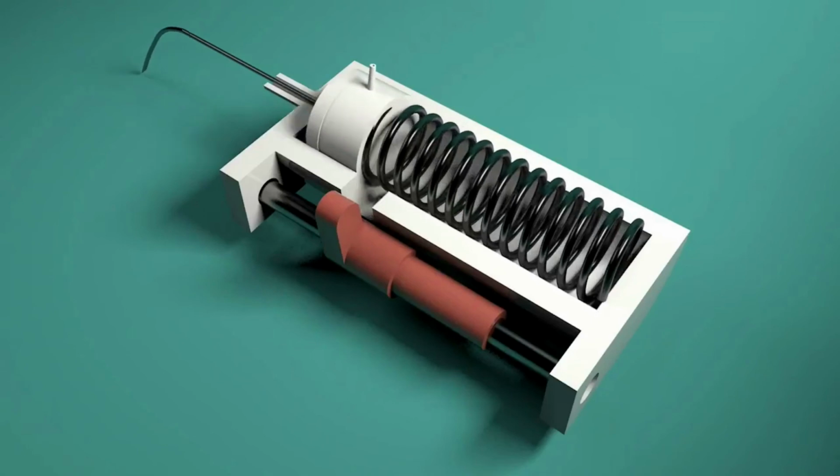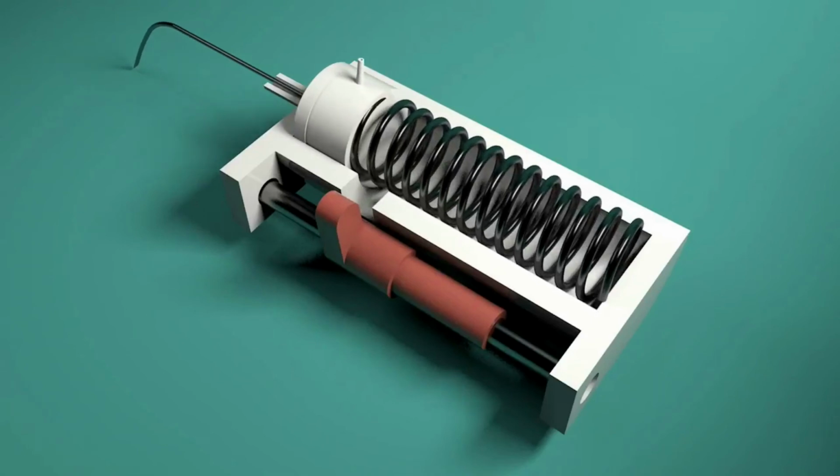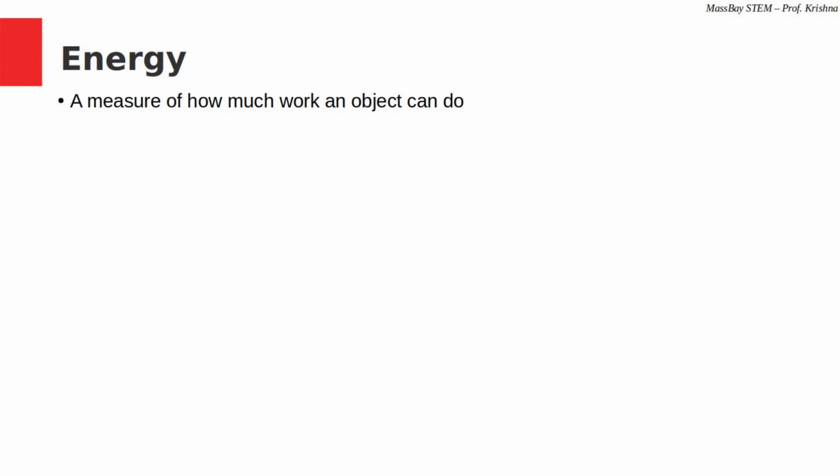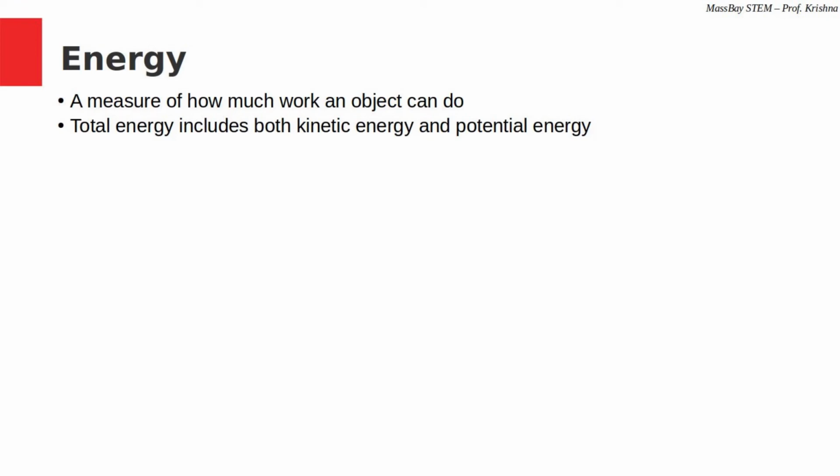In all these cases, an object that had one or another form of energy caused another object to experience work. Let's use this as a definition of energy. Energy is a measure of how much work an object can do. The total amount of energy an object has comes from two sources: kinetic energy and potential energy.